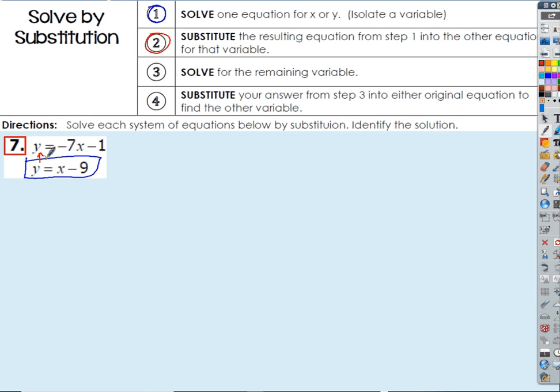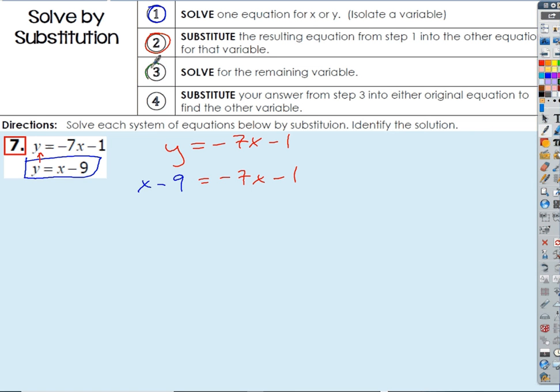We're going to plug it into the other equation, okay? So step 2 then, what's that going to look like? Our top equation starts off as y equals negative 7x minus 1. We're going to replace the y with whatever we have in the box. So x minus 9 equals negative 7x minus 1. Okay? Step 3 is solve. Solve for whatever the remaining variable is.